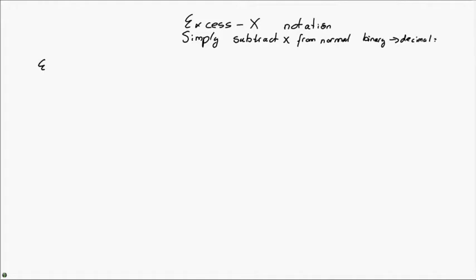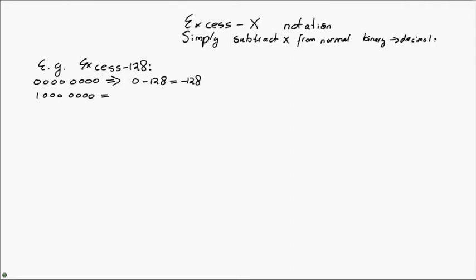So let's take a look here. Let's say we have excess 128 notation. Well, we take all zeros, which in a normal binary system would represent 0. However, in excess 128, we need to subtract 128. There is an excess of 128, meaning there is 128 too much in the number 0. So all zeros would represent minus 128.